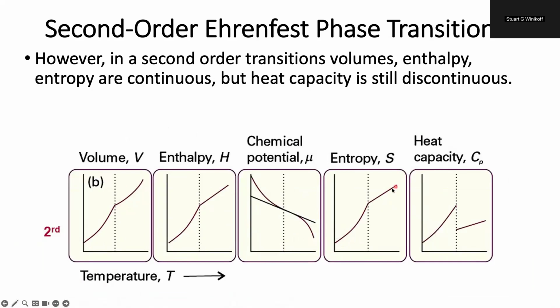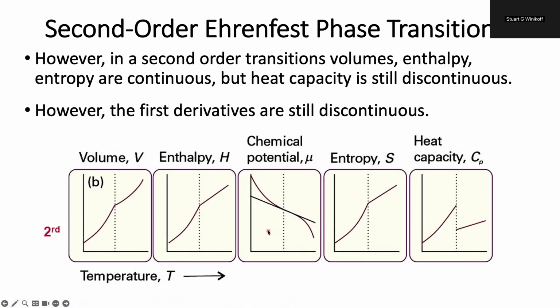And because the entropy is continuous, I also have a continuous first derivative in my chemical potential, but I do have a change in the second derivative. But notice the heat capacity will still be discontinuous because of that change in enthalpy.